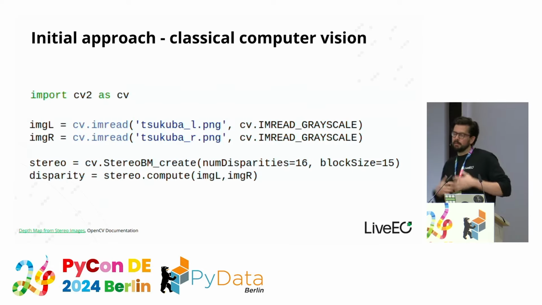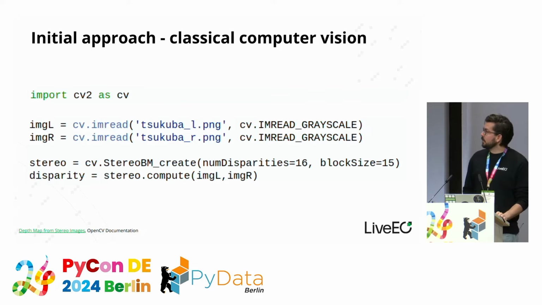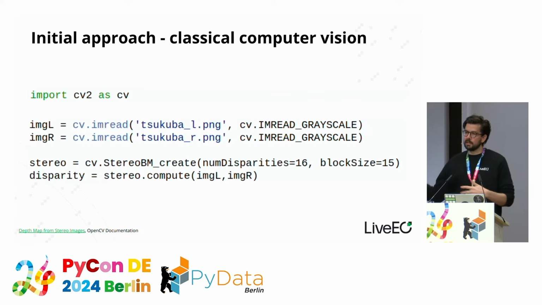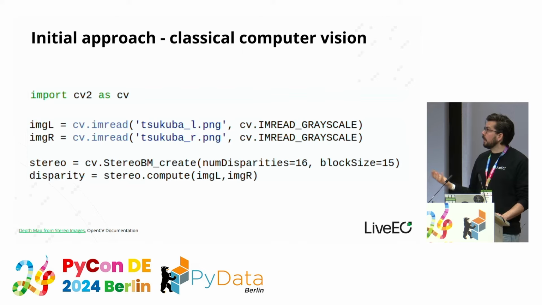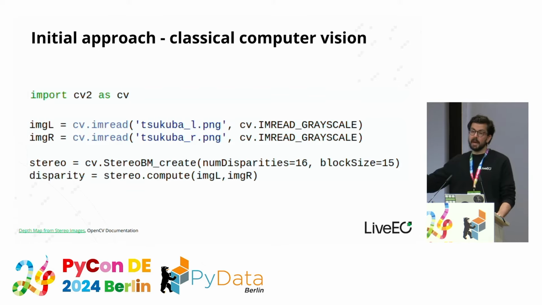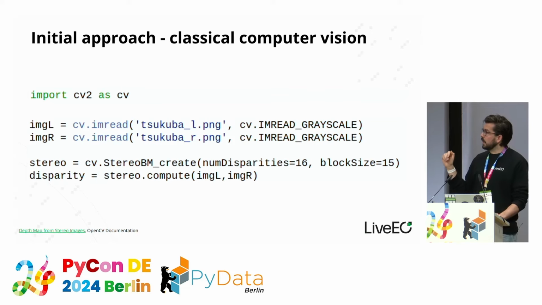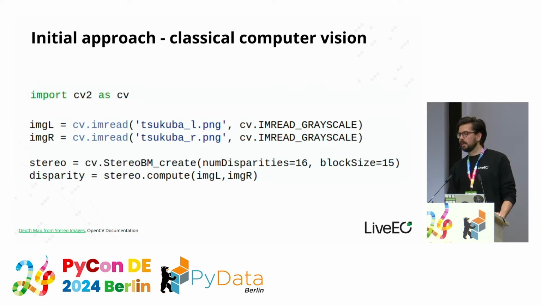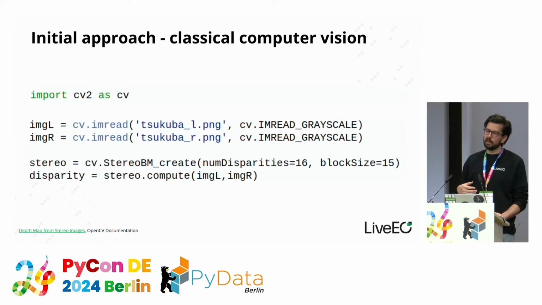So, the initial approach. I'm a machine learning engineer, but my opinion on machine learning is: don't use machine learning unless you really need to. So our first approach was to use some techniques from classical computer vision. Stereo vision is a pretty well-studied problem in computer vision. This is an example from a tutorial from the OpenCV documentation, and in about 5 lines of code, you can create a disparity map. That's relatively simple. The algorithm generally used in these cases, and used in this example, is called StereoBM Create, but it uses an algorithm called semi-global matching, which is quite a nice algorithm. It works quite well and is used quite often in industry.